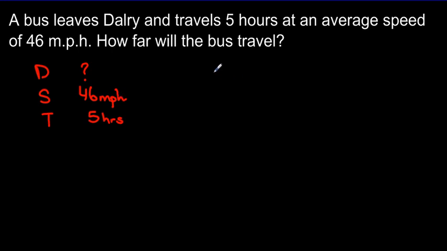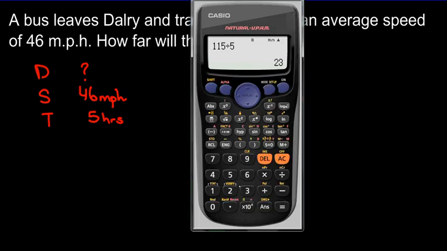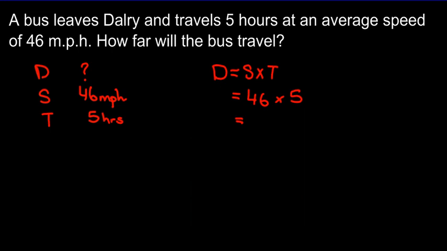I can just plug these into my formula. Distance is equal to speed times time, which is speed of 46 multiplied by a time of 5. 46 times 5 we could do by writing out a calculation, or again we could lean on this might be a calculator question. So 46 times 5 will give us 230 miles.